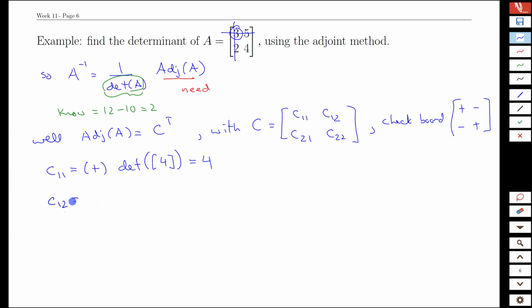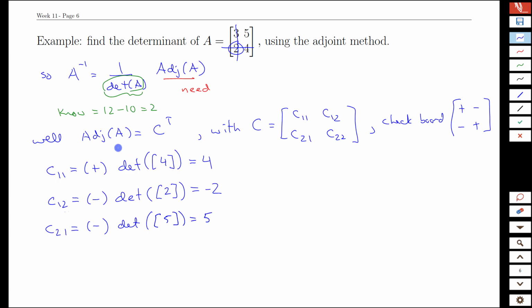For C12, that's this element in our checkerboard, or you can use the -1 formula. We're going to have a negative sign for it though. And we're going to need the determinant of, erase everything here. We're now at C12. We do not use that row, we do not use that column, and we have the determinant then of the submatrix, just 2. And that is -2. And we keep repeating. C12 comes with a negative sign, and the determinant of C21. C21's here. We don't want that row or column.